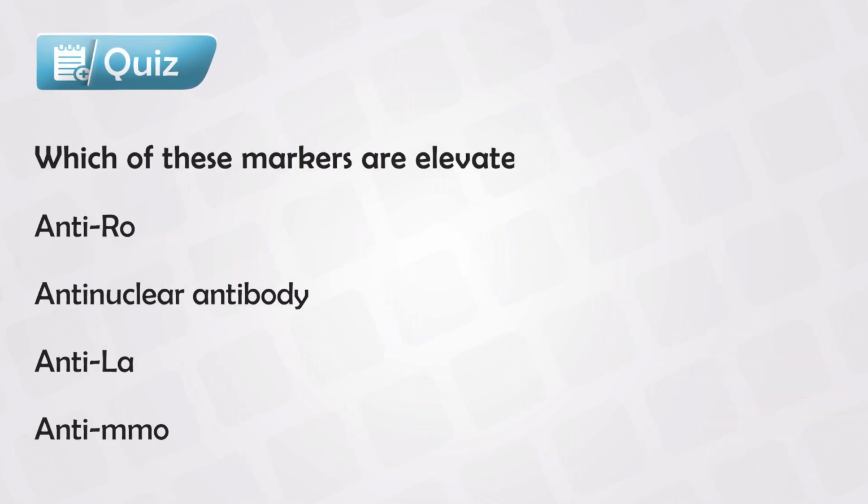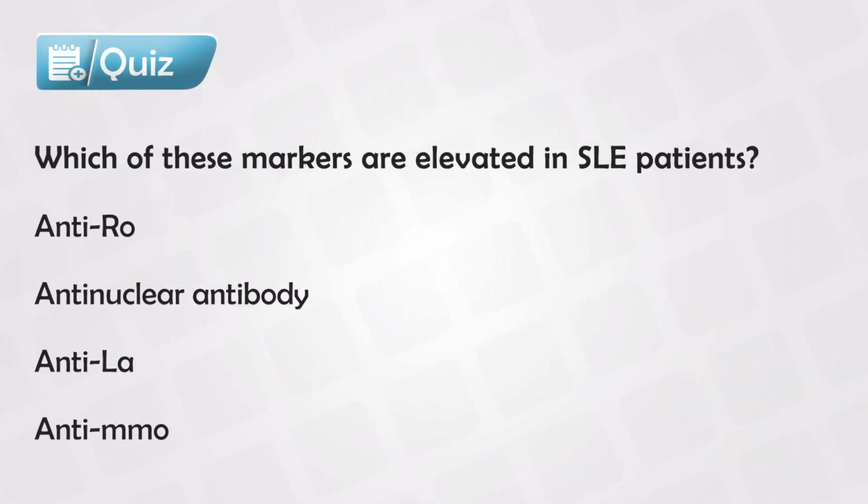And here's a small quiz. Which of the following autoantibodies is seen in lupus erythematosus patients? And the answer is A, anti-nuclear antibodies.